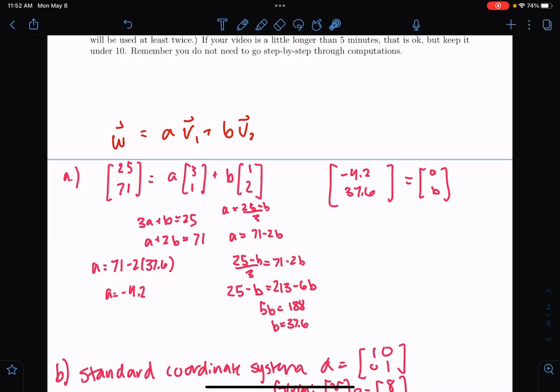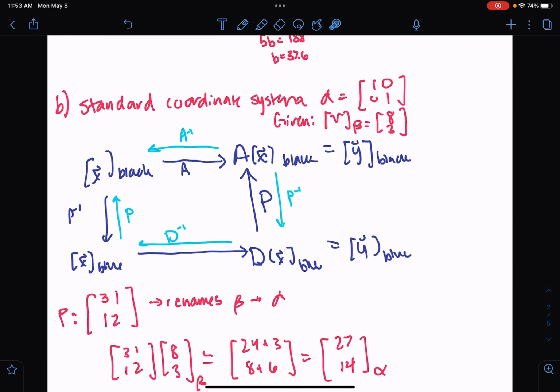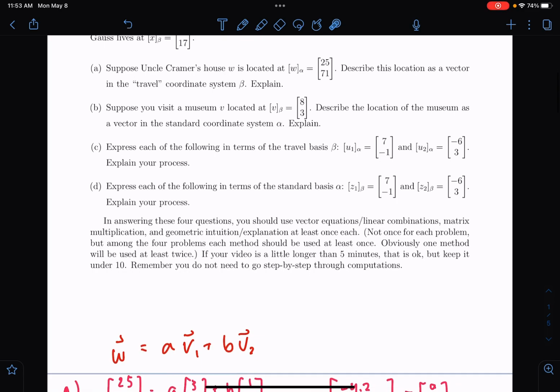vector equations to get negative 4.2 and 37.6 to be A and B, and those A and B values represent the vector in the new coordinate system. So we could go ahead and name that beta. So that's part A, and for part B, we're trying to convert a vector in the beta basis into the standard coordinate system.